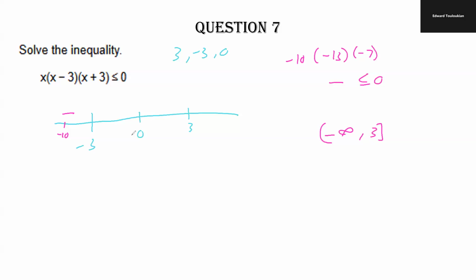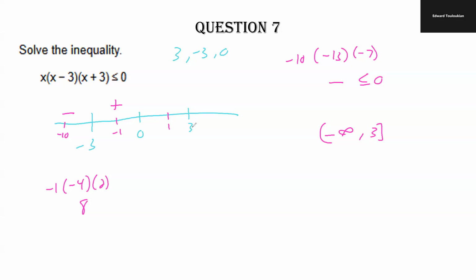But now we've got to check the rest of these areas. So let's check one right here where negative 1 is. If I plug in negative 1, I get negative 1, negative 4, and 2. This ends up being positive 8. Well, 8 is not less than 0. That's a positive answer. So anything between negative 3 and 0, you're going to get positive answers that would not be less than or equal to 0. So negative 3 to 0 is not part of my solution.